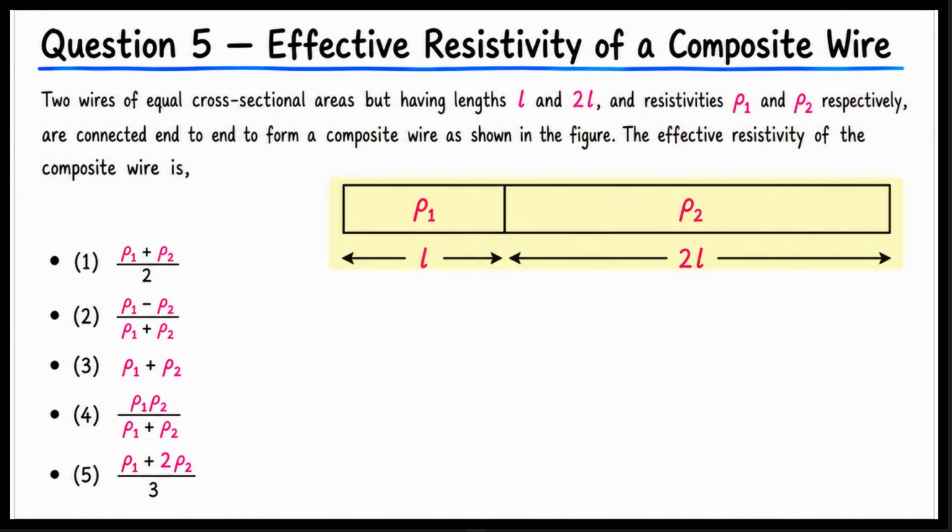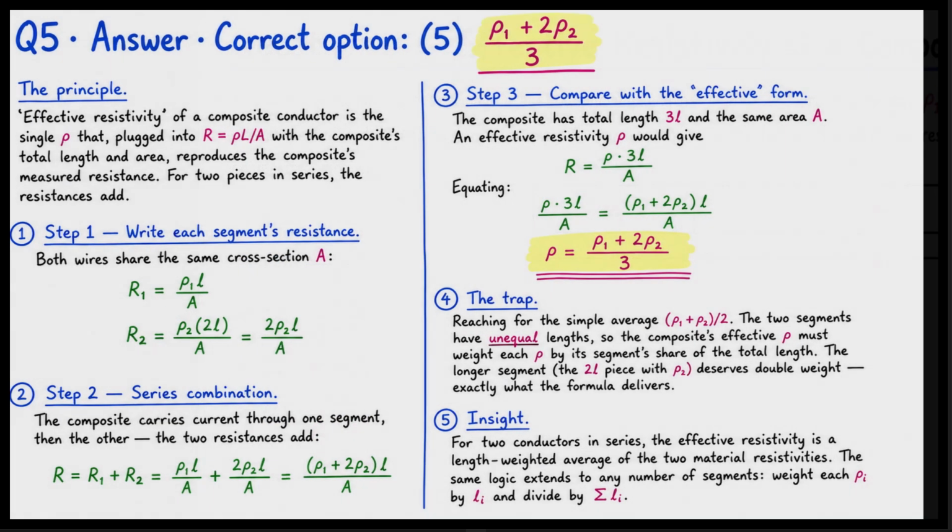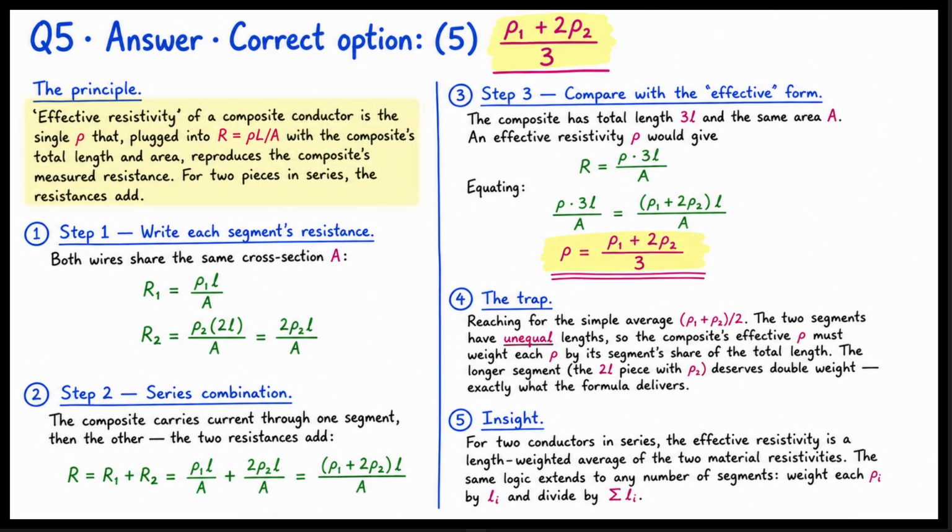The catch is that the two segments have unequal lengths. The second one is twice as long as the first. So an effective rho cannot be a simple unweighted average of the two materials. It has to weight each material by its segment's length. That is the entire puzzle. The principle in one line: effective resistivity is the rho that, fed into R equals ρL/A with the composite's overall length and area, gives back the composite's actual resistance.